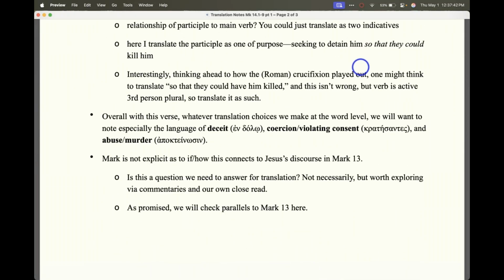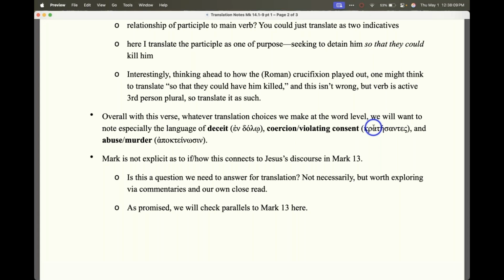So overall, with this verse, whatever translation choices you make at the word level, I think it's important just to follow Mark. What is he trying to do here? Well, I hear language of deceit. I hear language of coercion with kratesantes, with this seizing or detaining or arresting under false pretenses, however you want to bring that out. It is violating Jesus's consent.